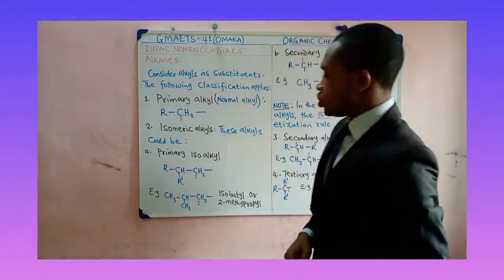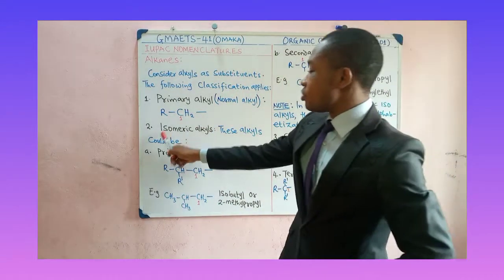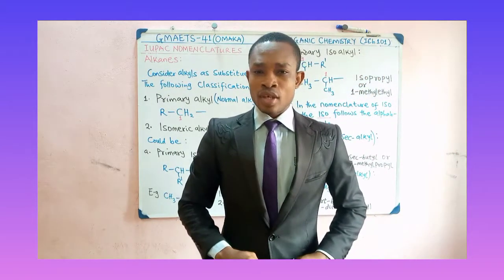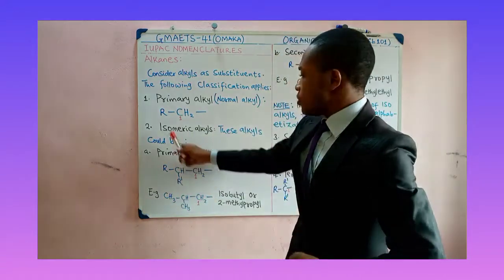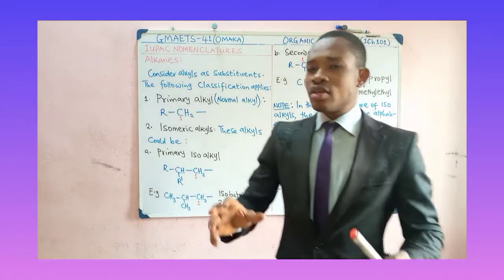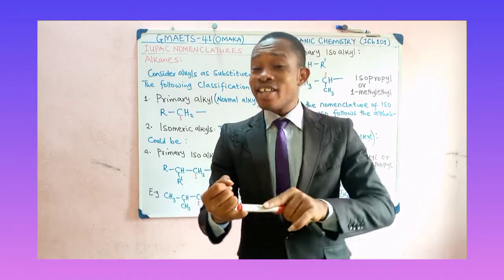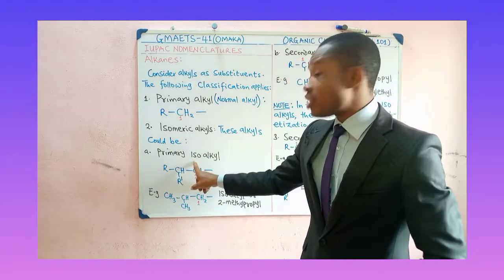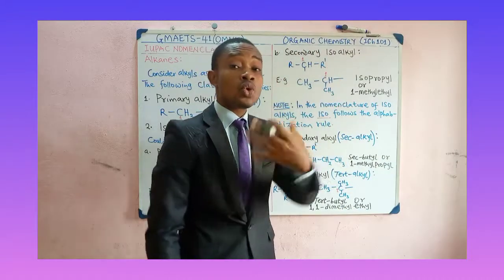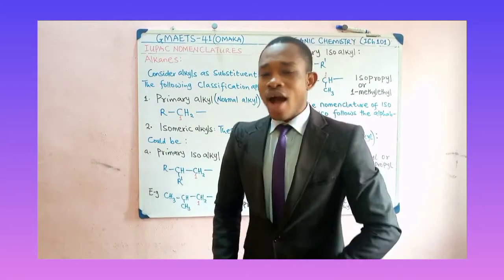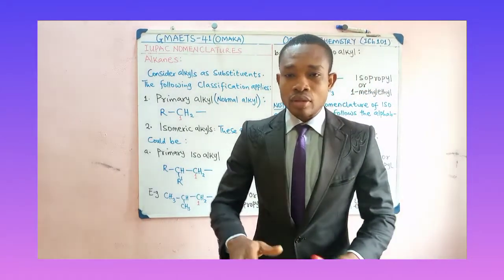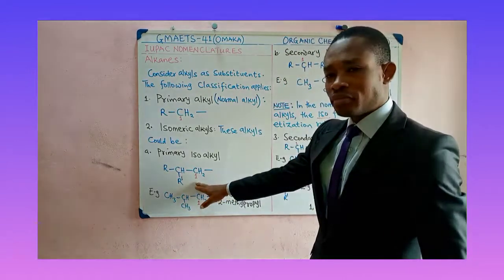Now let us move on straight to classification number 2. Very important. This is where the deal begins. Is that okay? In classification number 2, we will talk about isomeric alkyls. These alkyls could either be primary isomeric alkyls, which I abbreviated ISO. Is that okay? Or it could be secondary isoalkyls. How do we identify primary isomeric alkyl? It's simple. Look at it.